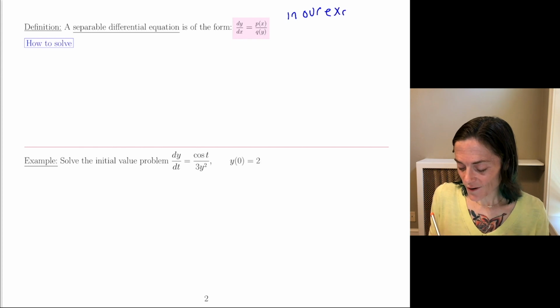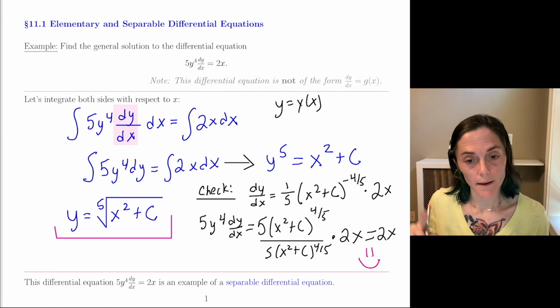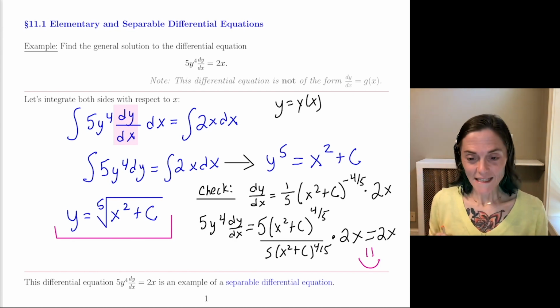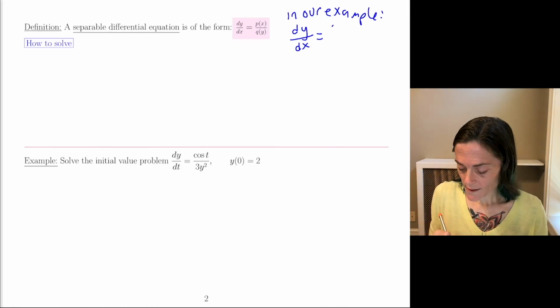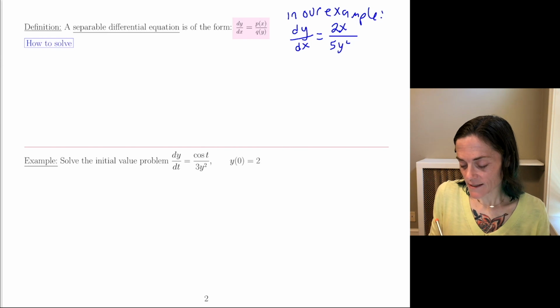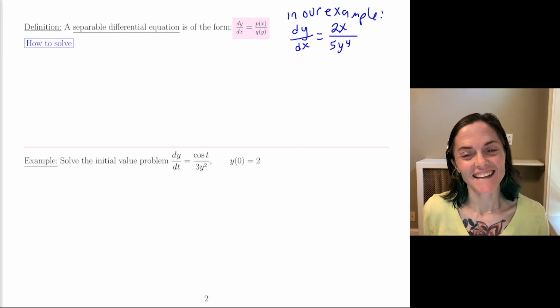Now, let's look back at our example to make sense of why this fits the definition. In our example, we had the following. We had dy/dx equals, let's scroll back, 2x divided by 5y to the fourth. So 2x divided by 5y to the fourth. And you see, this exactly fits this definition.